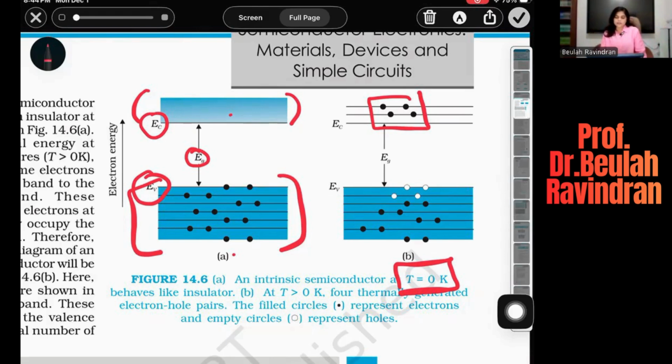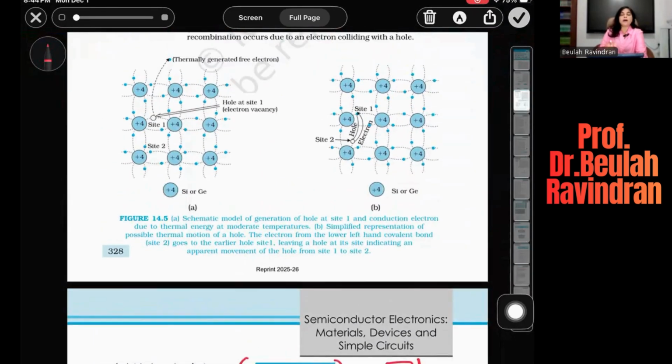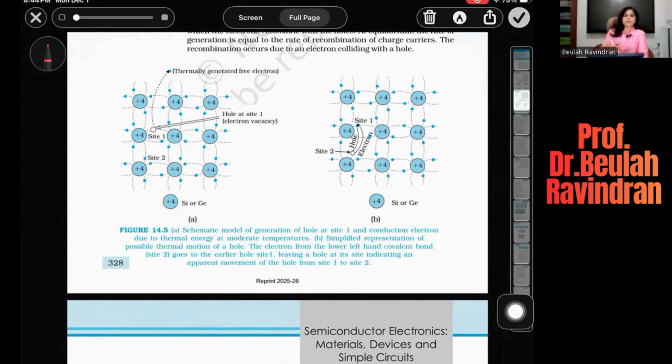So if the temperature is increased, then what will happen? You may see a few electrons move to the conduction band, leaving vacant sites, that is called the hole. Got it? So here these are all the free carriers, charge carriers, we can say electrons and holes. Is it clear for you? So the material has to be doped with some other atoms. We are going to see that in an extrinsic semiconductor.